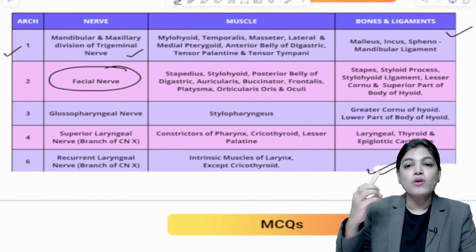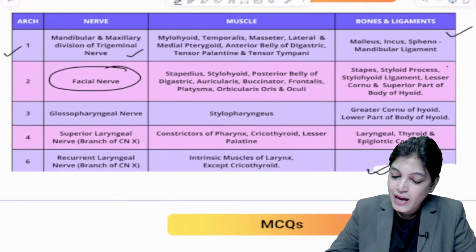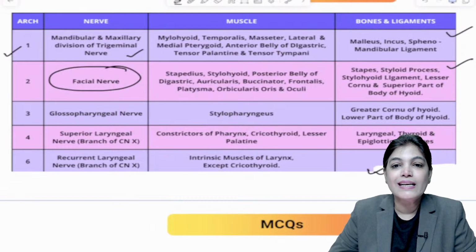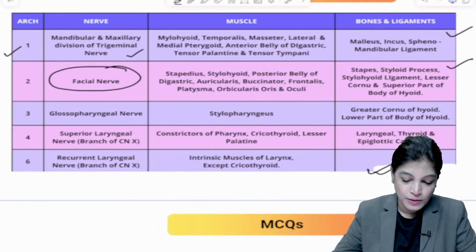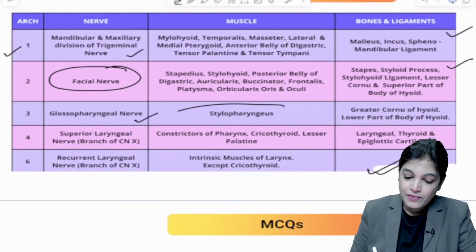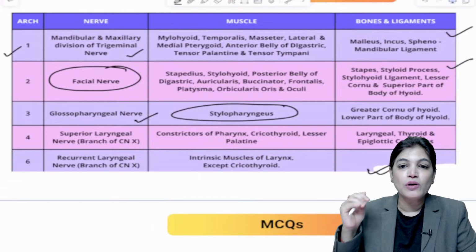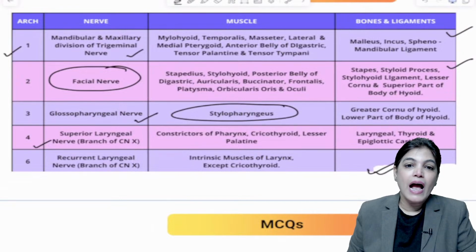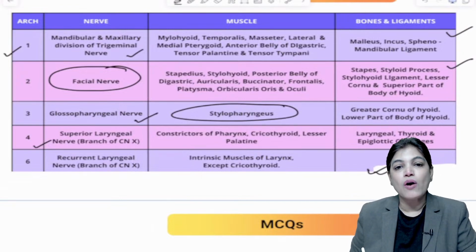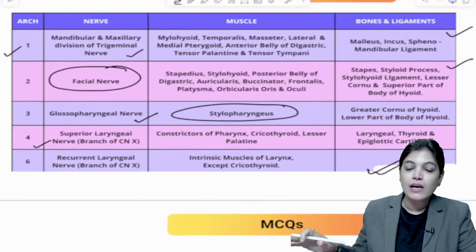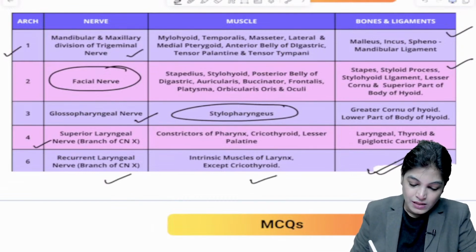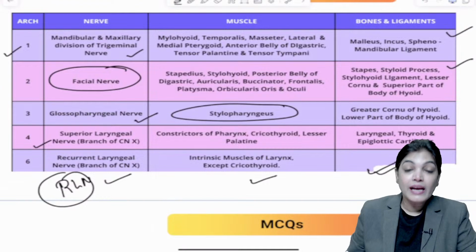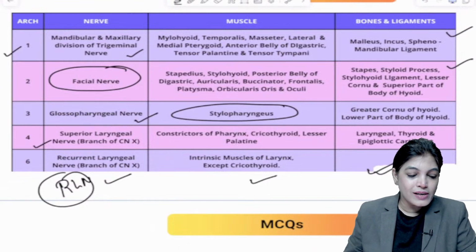If I'm talking about the bones and ligaments derived from the second arch, the answer is the styloid process, stylohyoid ligament, the lesser cornu and the upper part of the body of the hyoid bone. The glossopharyngeal nerve is the nerve of the third arch, giving rise to just one muscle, and the lower part of the body and greater cornu of the hyoid bone. The fourth arch nerve is the superior laryngeal nerve, and the muscles are the constrictor muscles of the pharynx and the cricothyroid muscle. All the other muscles of the larynx except cricothyroid are sixth arch muscles, and the nerve is the recurrent laryngeal nerve, which was asked in the MCQ. So we have got this. Now let's move on to the next one.